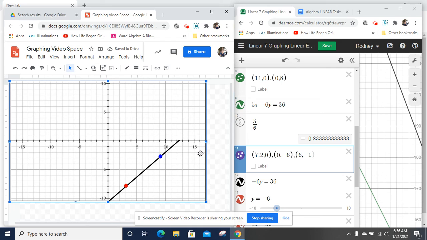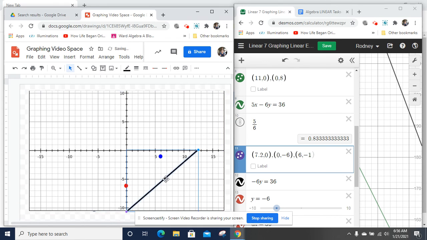Oops, I think I adjusted more than I meant to, so let me adjust back. I think I ended up actually moving the whole graph. I just want to move this. There we go. So that's there at negative 6, a y-intercept of negative 6. And this is not our x-intercept, but you can see it does make the line go through 7.2-ish on the x-axis.